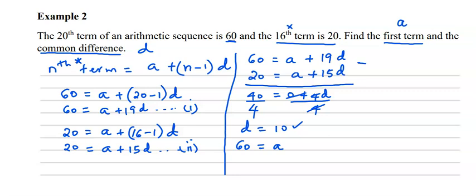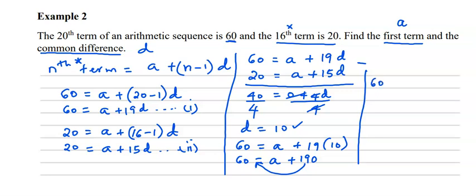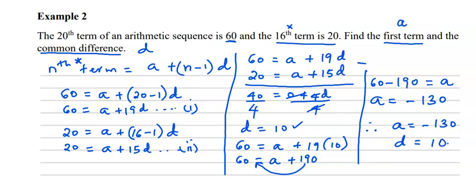So 60 is equal to A, using equation 1, plus 19 into D, and remember our D is 10. So 19 times 10 gives you 190. So 60 is equal to A plus 190. To collect like terms, we'll take 190 across the equal sign. So we'll have 60 minus 190 is equal to A. And when you do that, you'll find that the value of A is negative 130. So therefore, we have gotten the two answers. The first term is negative 130, and the common difference D is equal to 10.